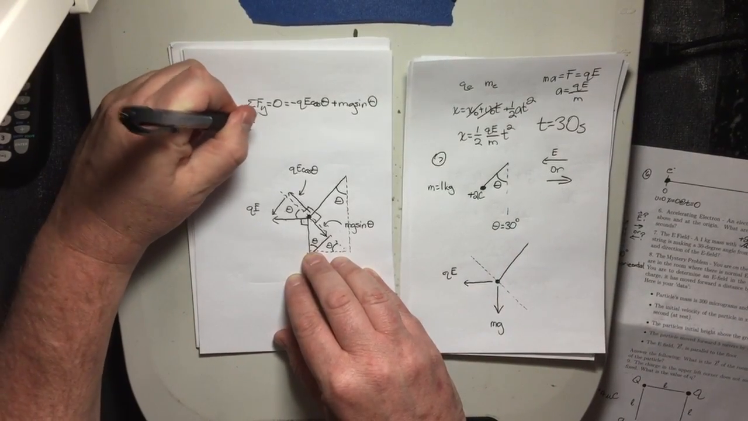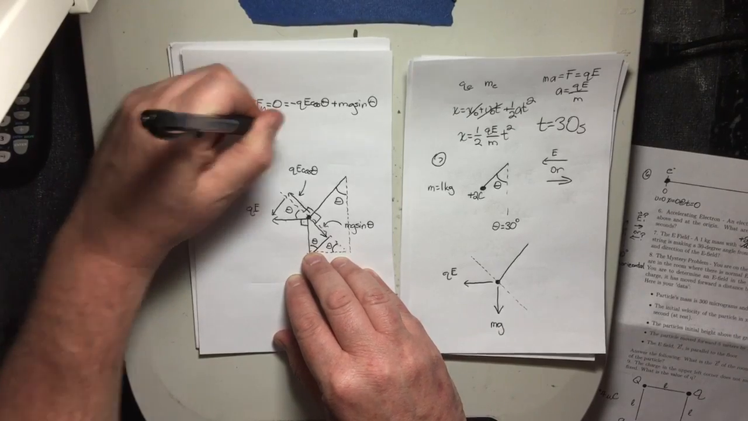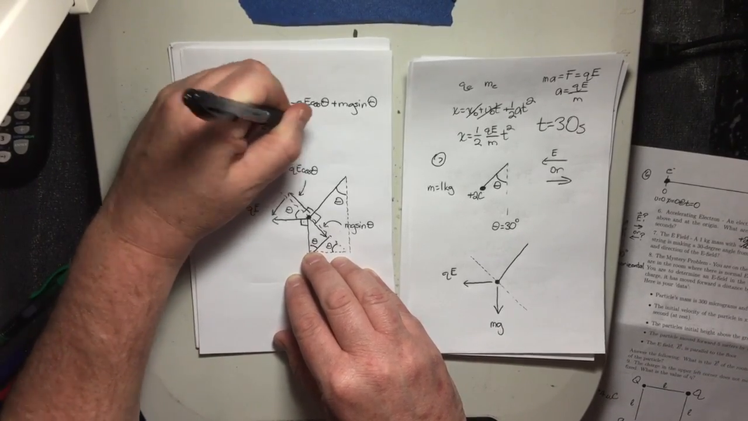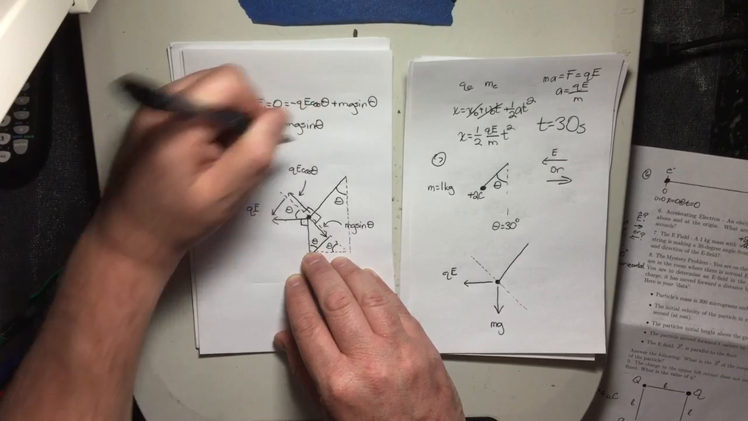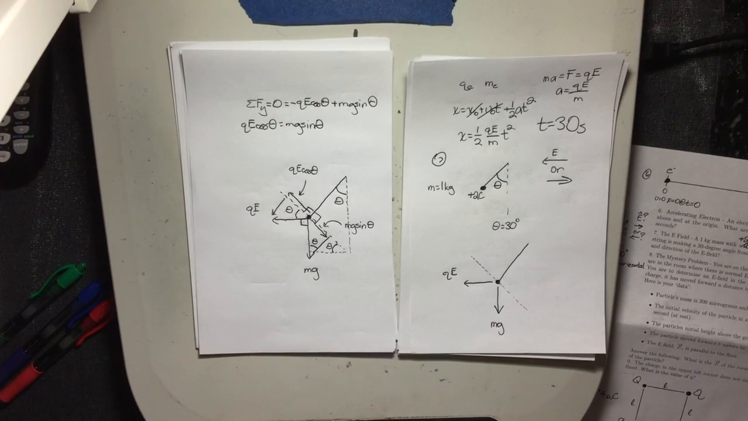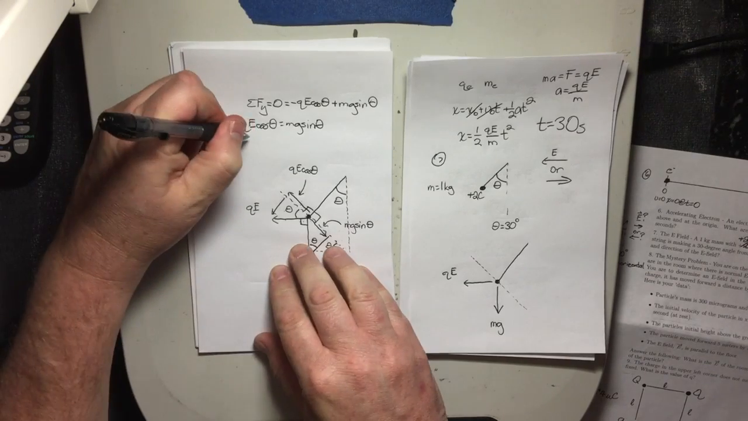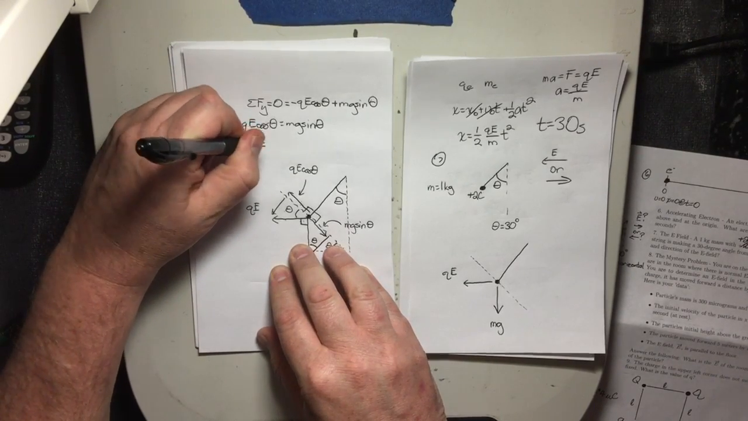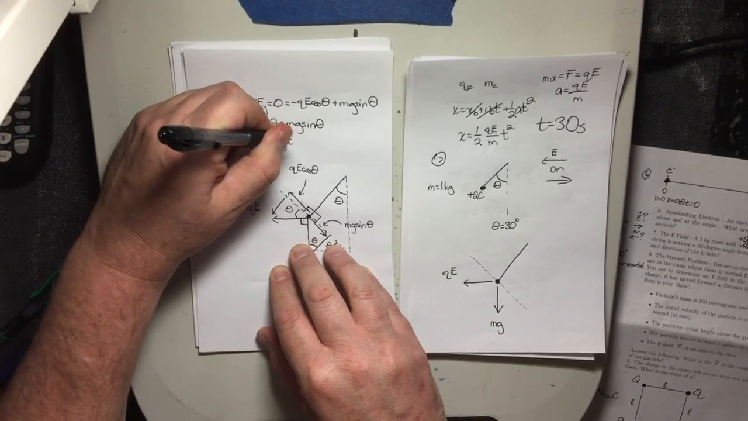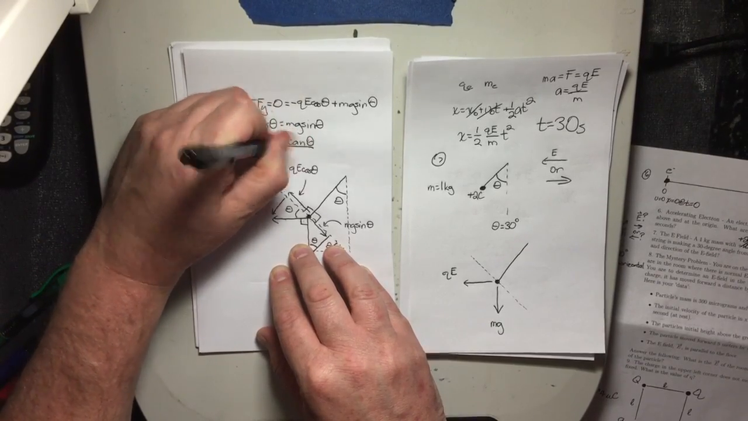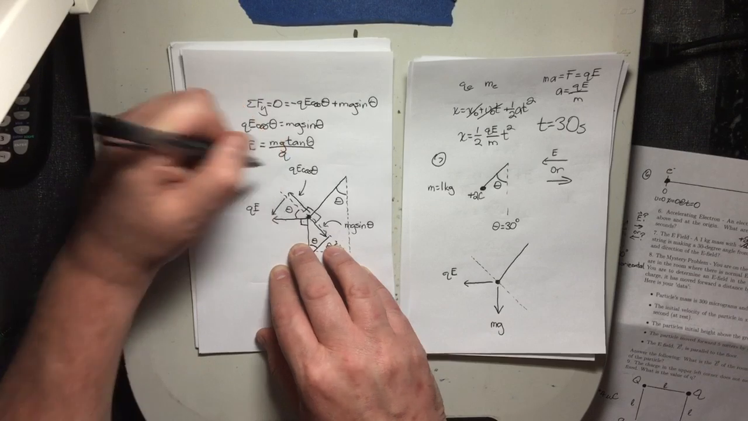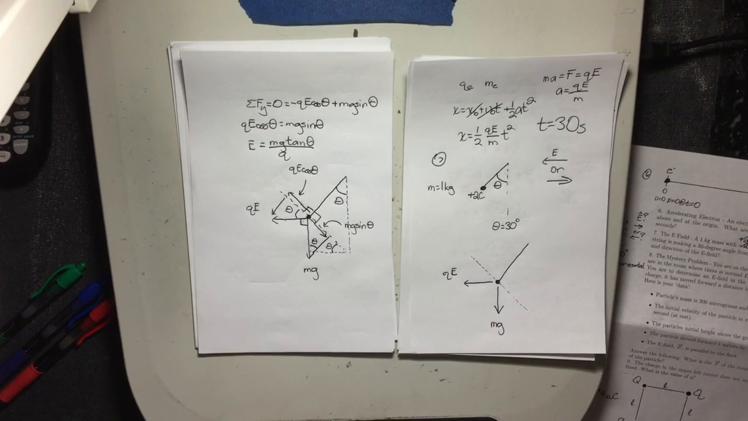So QE cosine theta is equal to mg sine theta. Well, now everything just becomes a case of find E. E equals mg tan theta over Q. Sine over cosine is tangent. That's the E field.